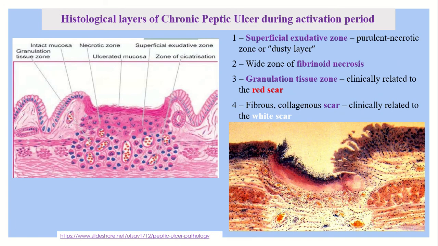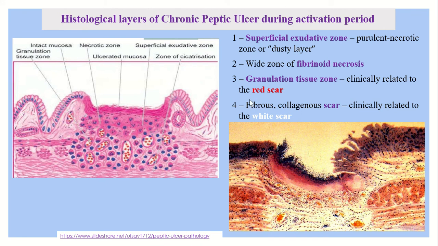During the activation of the ulcers, we can find four histologic zones or layers. Superficially, it is the exudative zone, the purulent necrotic zone, or what we call the dusty layer. You see here the ulcerated mucosa, which we call the superficial exudative zone. Second is the fibrinous necrosis, the zone of necrosis. Then granulation tissue, the newly formed connective tissue, and the fibrous tissue that we can find here.